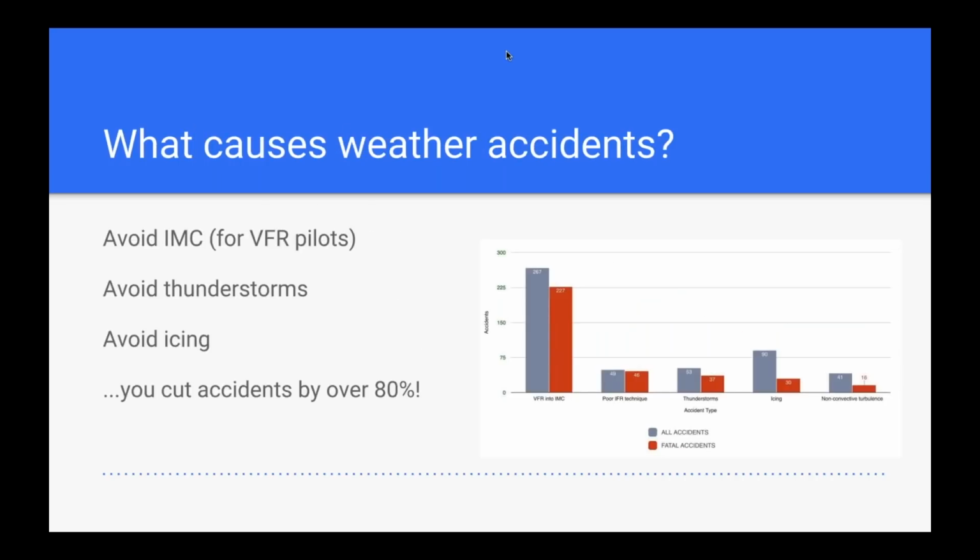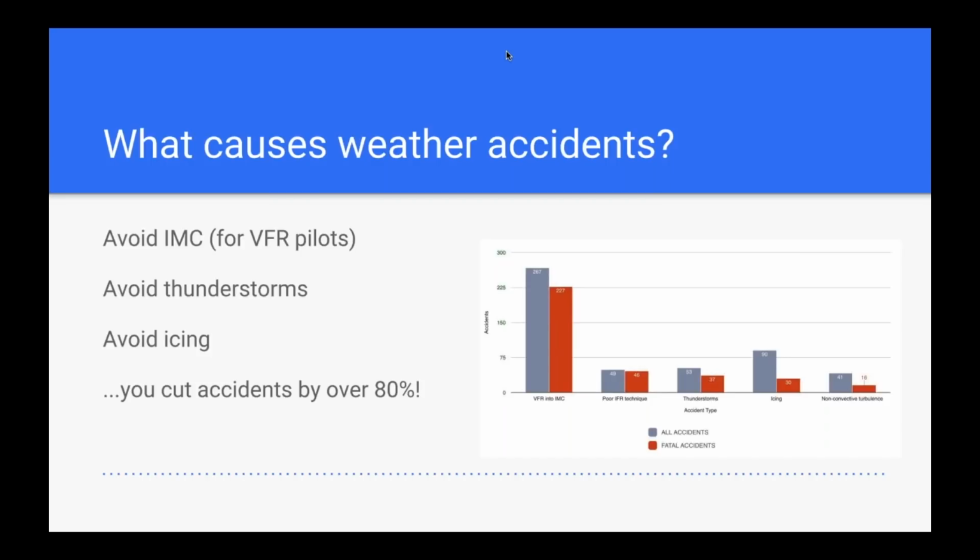I also think it's worth pointing out, what do we mean by weather accidents? Because sometimes we can get the wrong idea. Well, the biggest one by far is VFR into IMC, so continuing visual flight into instrument meteorological conditions. So if you're a VFR pilot, the number one way to be safer around weather is not stumble into IMC. And certainly there's a lot of tools that can help you with that. Thunderstorms are right up there, and lots of pilots worry about thunderstorms. And icing, another one that pilots worry about. So if we just took those 3, if we avoided VFR into IMC, thunderstorms, and icing, you could cut weather accidents by over 80%.